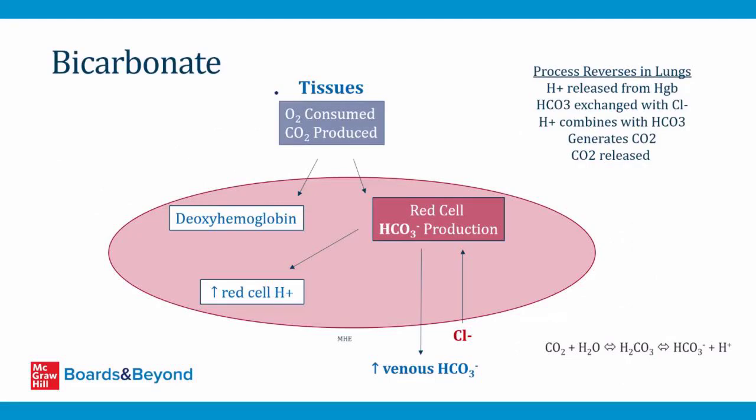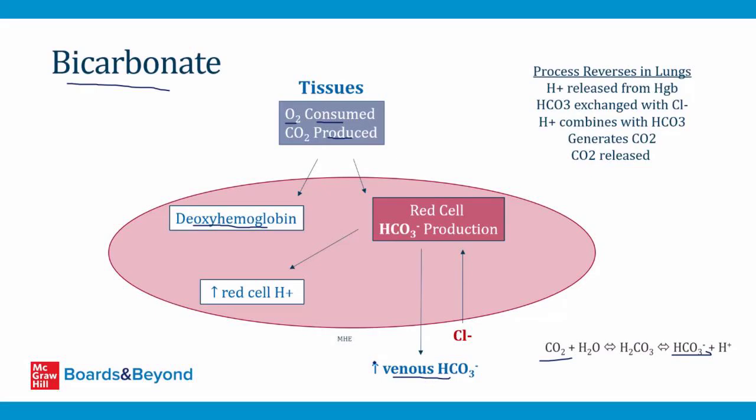And so here's a cartoon that summarizes all the important things you want to remember about bicarbonate. So in the tissues, oxygen is consumed and carbon dioxide is produced. That carbon dioxide diffuses into red cells where it promotes the release of oxygen. In other words, it creates more deoxyhemoglobin. And this is a good thing to provide oxygen for metabolism. The carbonic anhydrase inside the red cells will convert the CO2 into bicarbonate. That bicarbonate will leave the red cell and enter the venous blood.